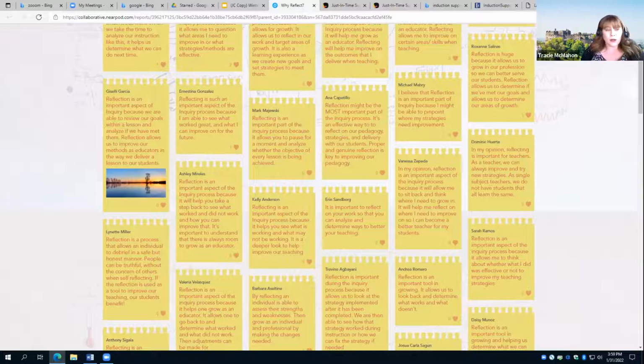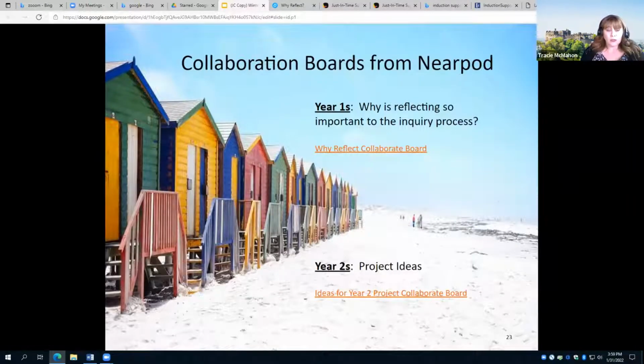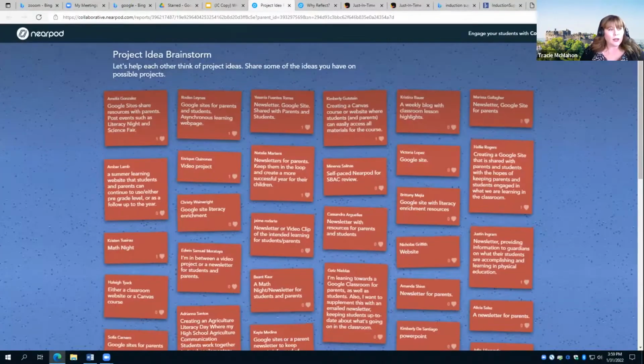Okay. And so it's really interesting to hear what people have to say about reflection. In the moment, it's not always what we want to do, right? Because we're trying to survive, but it is really crucial in our learning for everyone, no matter new teacher, veteran teacher, it doesn't matter. For our year 2s, we asked about some possible projects.